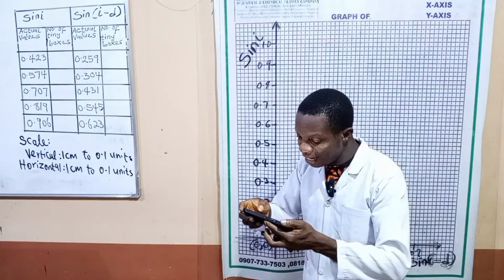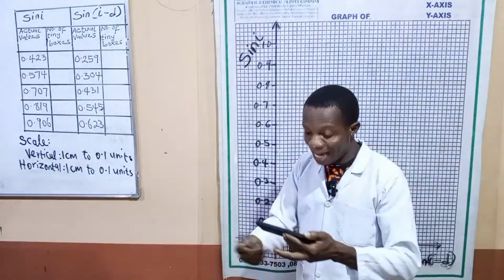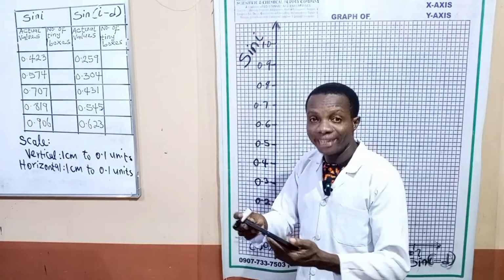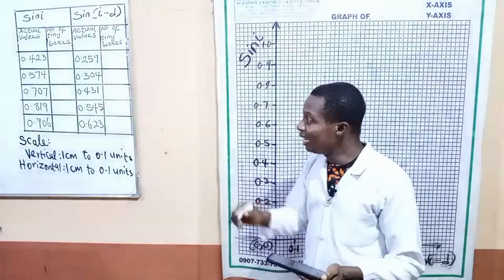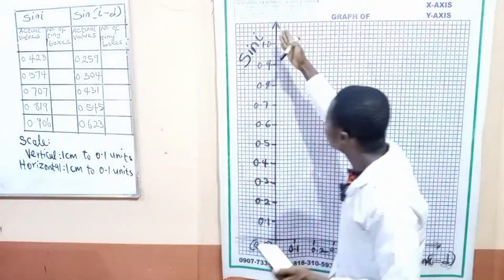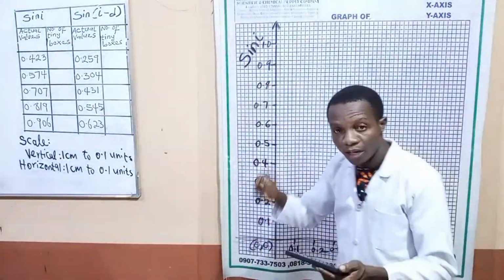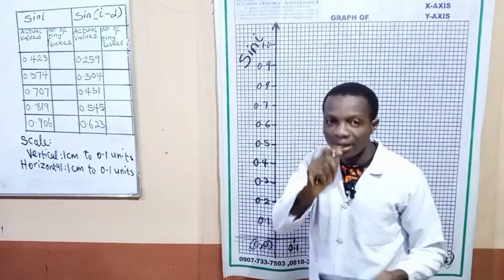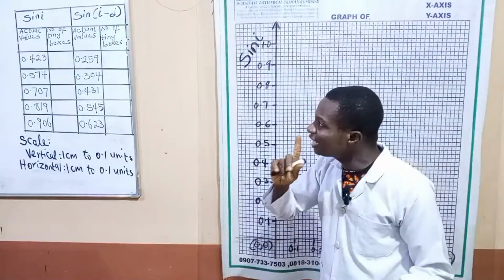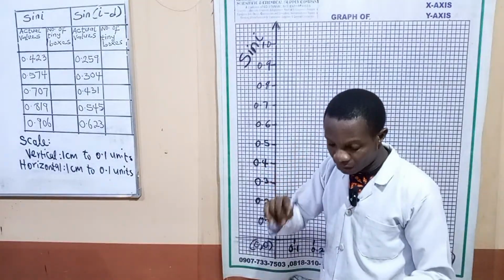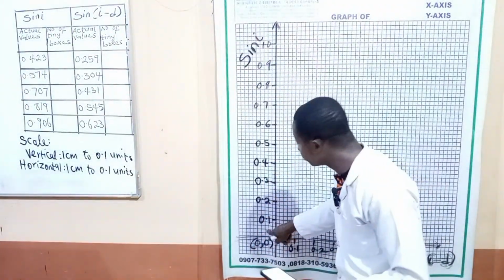0.1 divided by 5. The answer is 0.02. That is what you call the scale factor. So the scale factor here is 0.02. Scale factor is the value of the smallest box. That is the scale factor. Okay? The value of the smallest box.